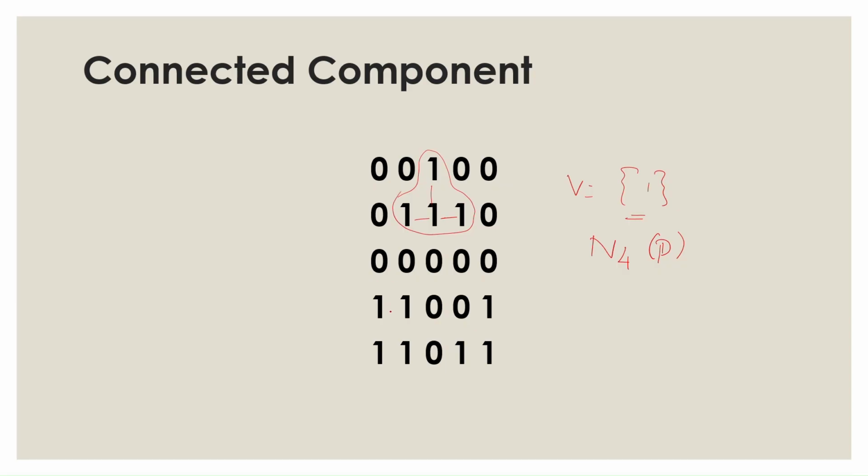Now let us take this one. So this can be connected horizontally, vertically, horizontally and vertically. And similarly here also vertically and horizontally. I am not considering the diagonal because I am taking only the N4 of p. Now this is another connected component, and again this is another connected component. So there are totally 3 connected components.